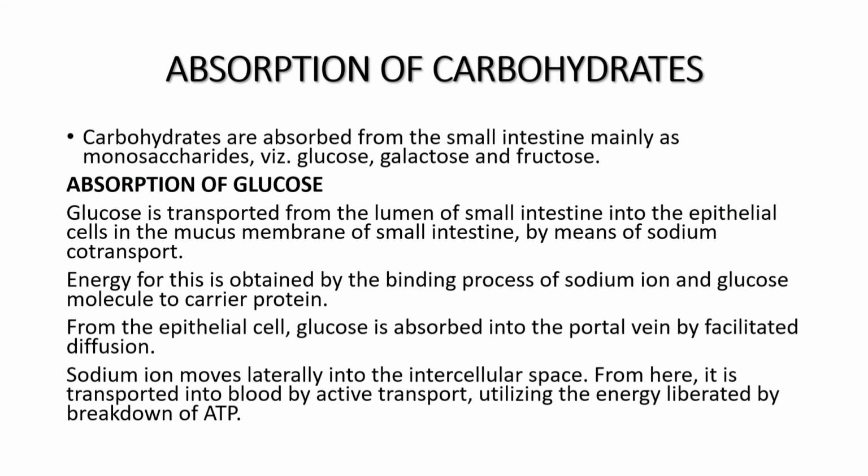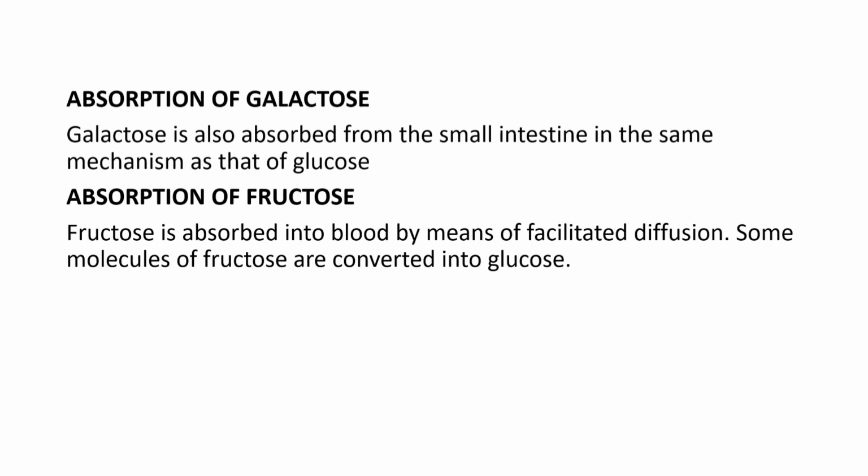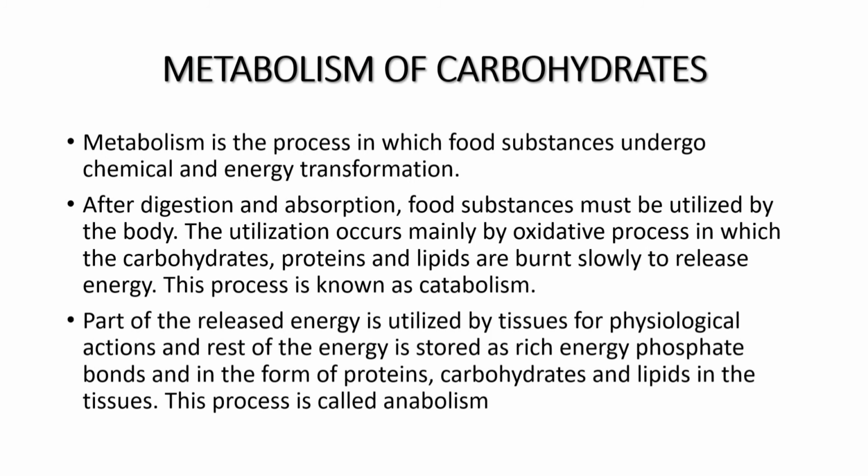From the epithelial cell, glucose is absorbed into the portal vein by facilitated diffusion. Sodium ion moves laterally into the intercellular space. From here, it is transported into blood by active transport, utilizing the energy liberated by breakdown of ATP. Absorption of galactose. Galactose is also absorbed from the small intestine in the same mechanism as that of glucose. Absorption of fructose. Fructose is absorbed into blood by means of facilitated diffusion. Some molecules of fructose are converted into glucose.